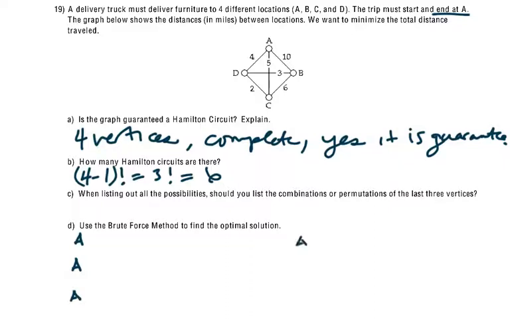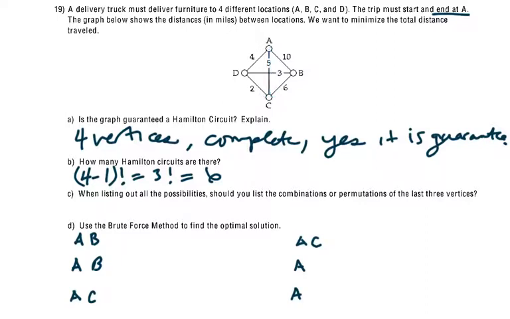Okay, and so when you think about this, we're going to start from A. One first thing that we could do is go to B. But from B, we have two options of where we could go, so I need to have two possible circuits that start with AB. I could also start with A going to C. But when I go to C, I would have two options for which way I go. So I need two that start with AC.